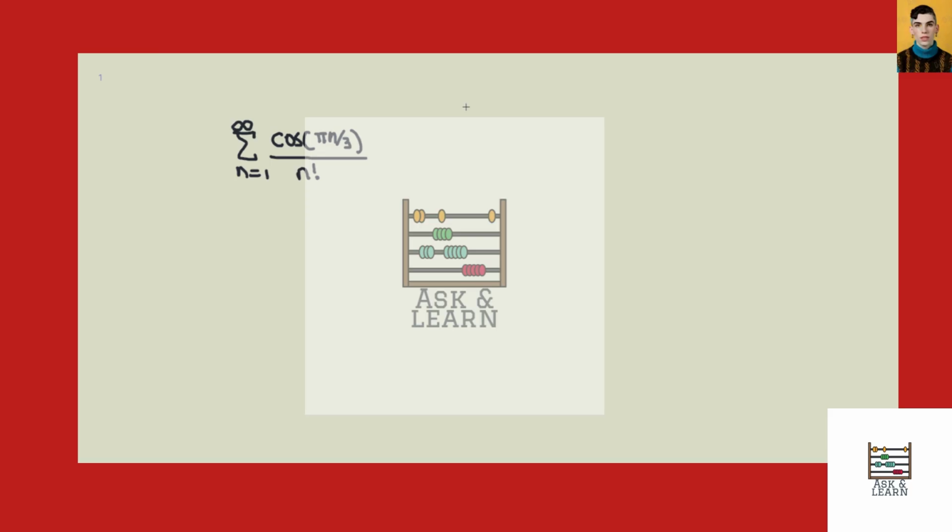Let's use the ratio test to see if this converges. So we look at the limit as n goes to infinity of a_(n+1) over a_n, where a_n is given by this term over here.